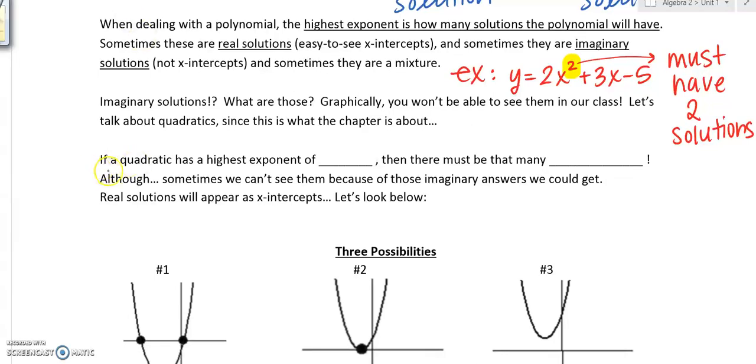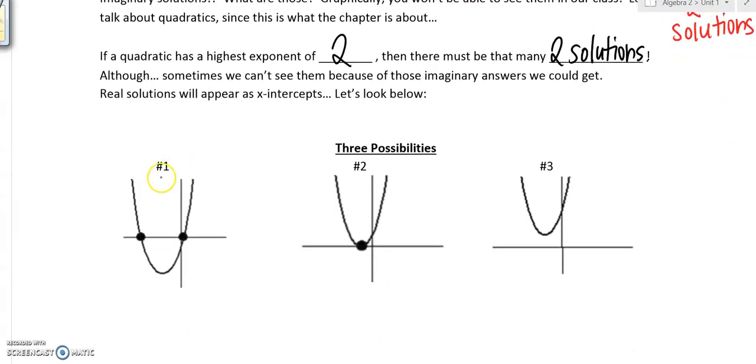The next blank says if a quadratic has a highest exponent of 2, then there must always be 2 solutions. So a quadratic always has 2 solutions. Although sometimes we can't see them because those imaginary solutions we can't get, real solutions will appear as x-intercepts. If this is not making any sense to you, let's look at our 3 possibilities down below. We have possibility 1, possibility 2, and possibility 3. Let's focus in on possibility number 1.